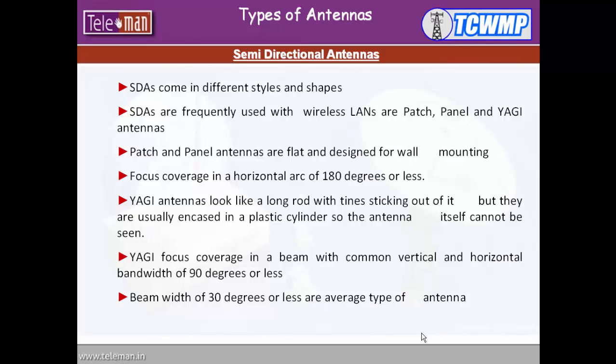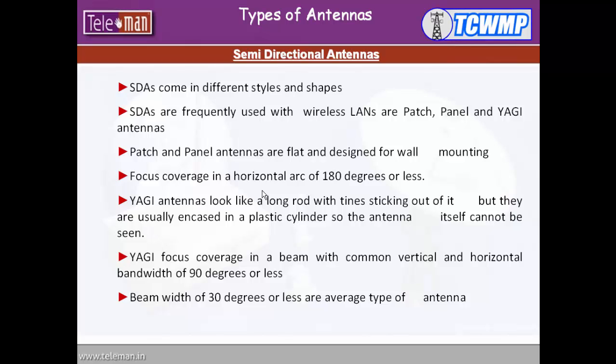Another type of antenna is semi-directional antennas. These come in different styles and shapes. These are frequently used with wireless LANs, and are patch antennas, panel antennas and Yagi antennas. Patch and panel antennas are flat and designed for wall mounting. On a wall we mount these patch or panel antennas.